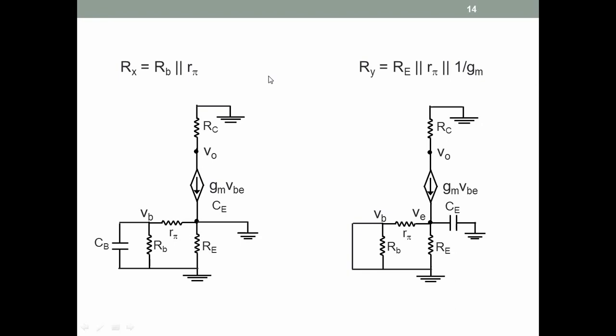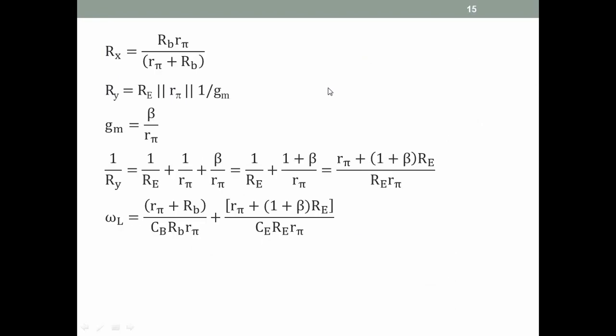So there we found Rx and Ry. So let's write the expression. Rx was this. So I'm writing this out, Rb R pi by R pi plus Rb, and Ry is this. So I'm expanding this, and Gm is beta by R pi. So we get 1 by Ry equal to 1 by Re, 1 by R pi plus beta by R pi, and we combine this 1 plus beta Re, and then if we combine these two, we'll get R pi plus 1 plus beta Re divided by Re R pi, and so we get omega L equal to this big expression.